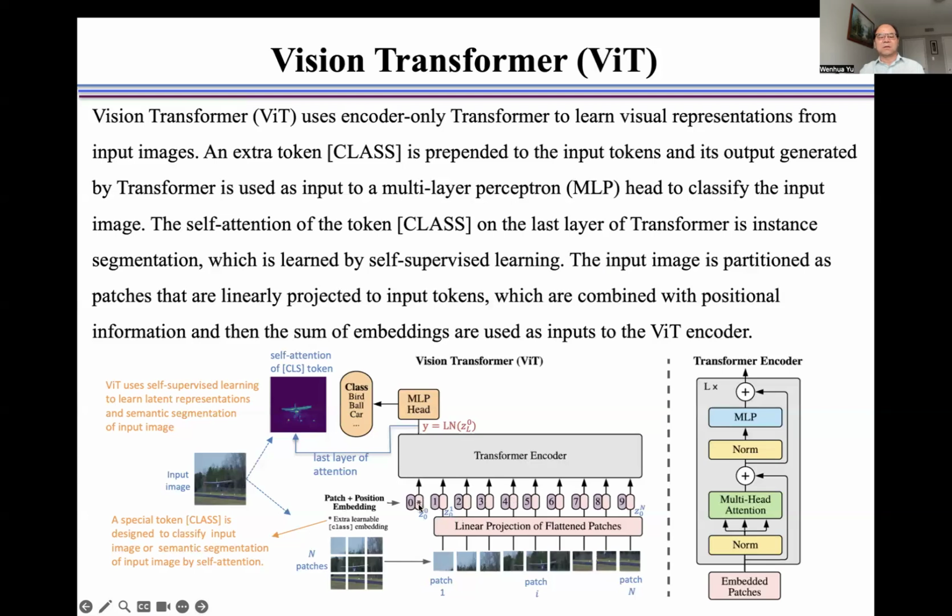This is the special class token. Its output, namely self-attention, is instance segmentation. And this output can be used as an input to the MLP head to predict the class of the input image.